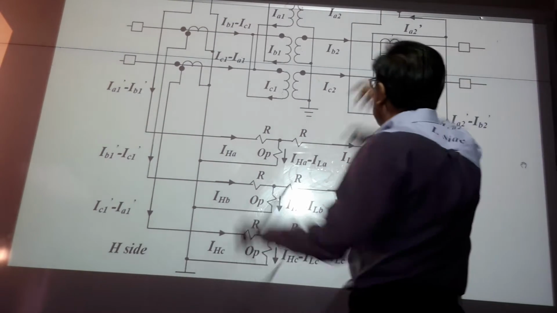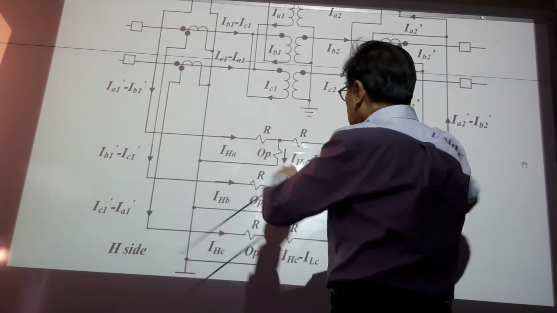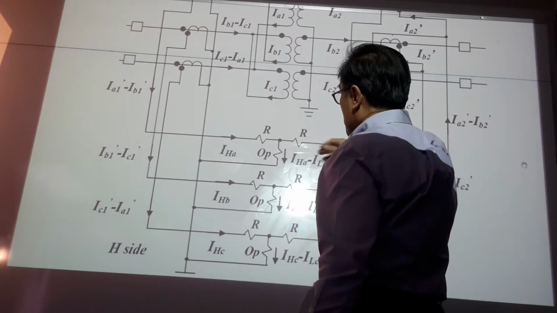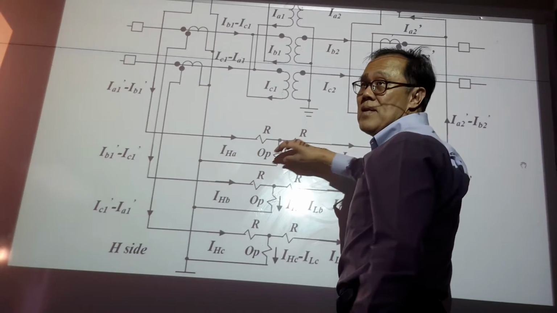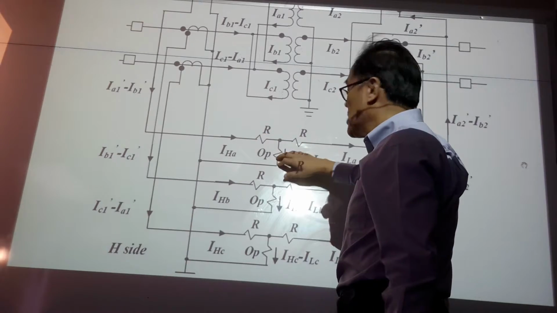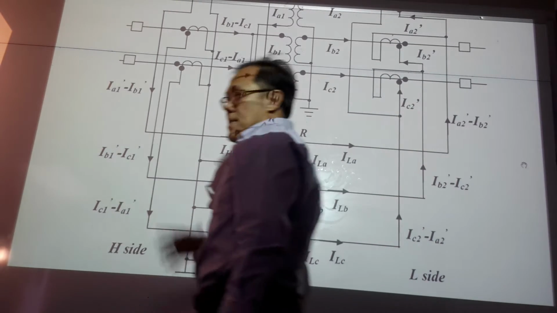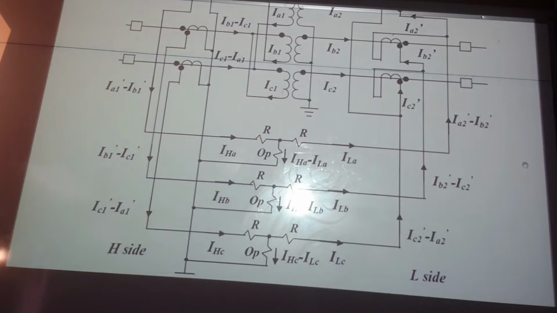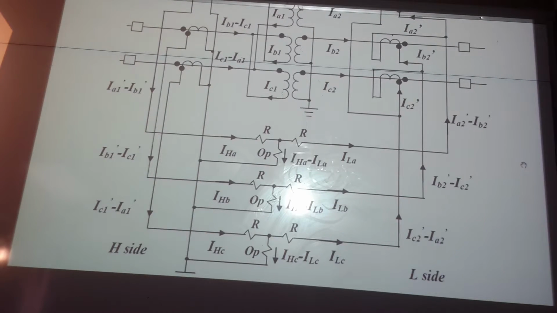For internal fault, if a fault is inside the winding, then this current will be reversed, so it will become effective. That means the two values are added, and this will be strong enough to drive, and the relay will start tripping.